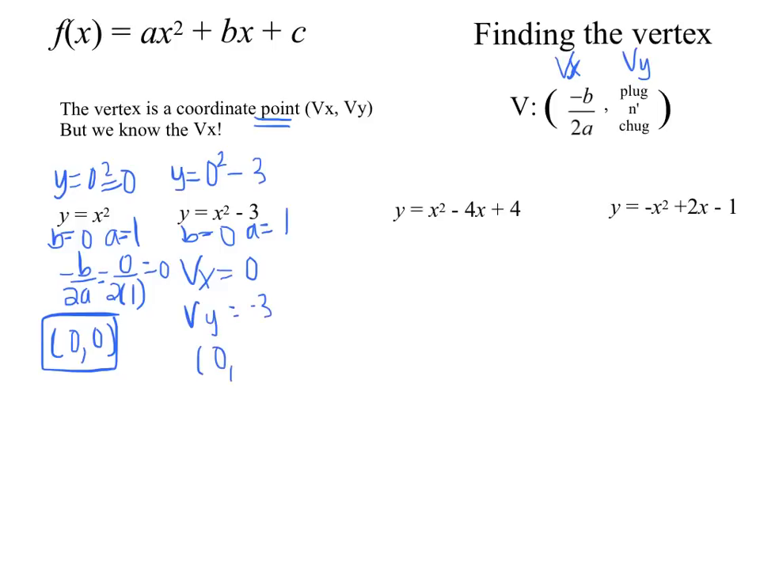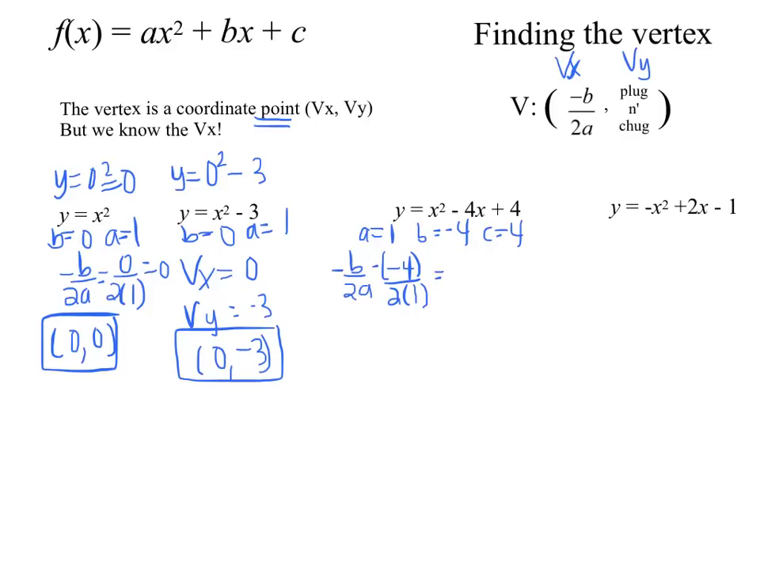And that's exactly what we expected, that we have shifted down 3, so our vertex also shifts down 3. Well, let's look at what happens when we've got some actual values for a, b, and c. The first thing that we're going to do is identify those values. In this example, a equals 1, b equals negative 4, and c equals positive 4. The opposite of b over 2a gives me the x-coordinate of the vertex, and that would be the opposite of negative 4 over 2 times 1, or positive 4 over 2, which is 2.